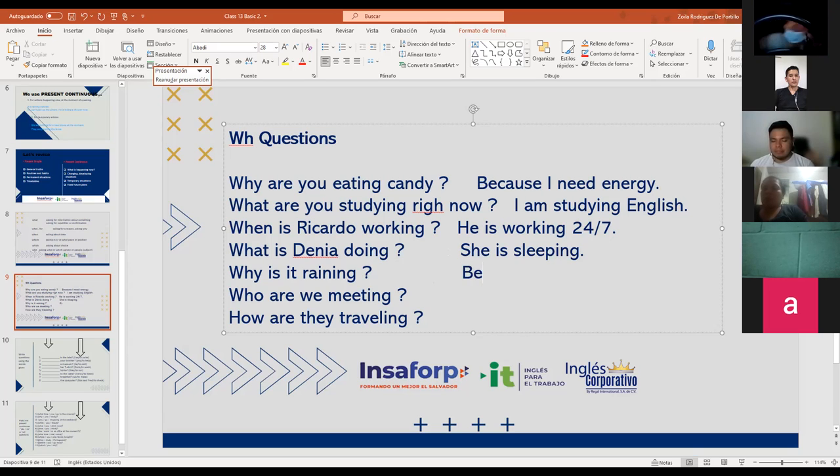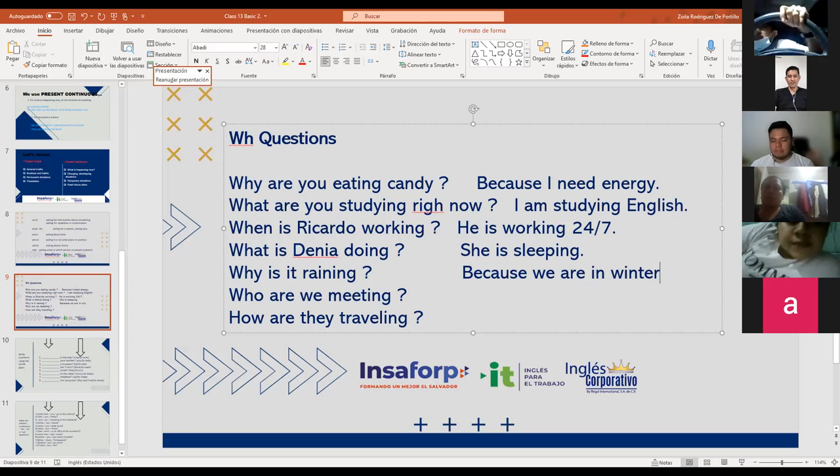Because the plants need. Why is it raining? Because we are in winter. Yes, we are in winter. Y en winter, pues que llueve, ¿verdad?